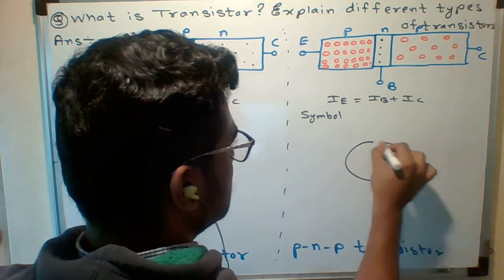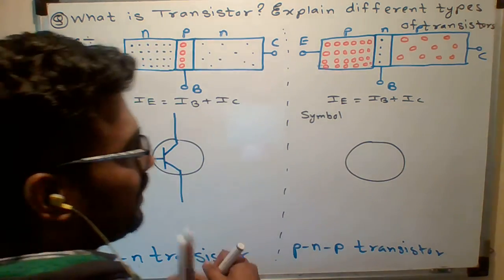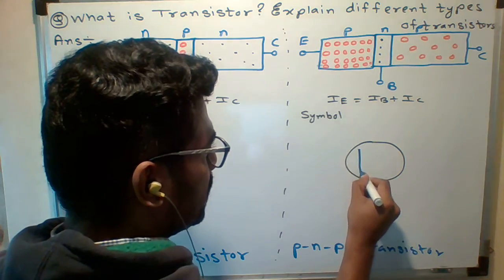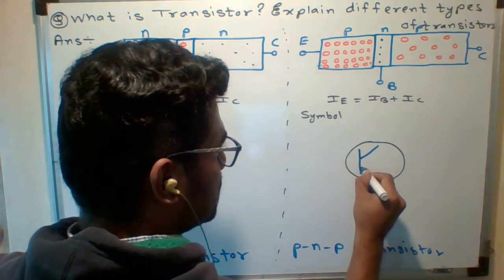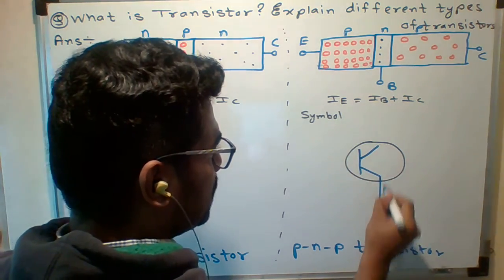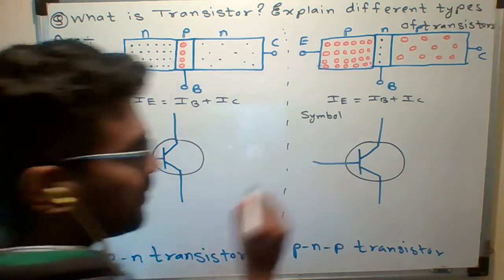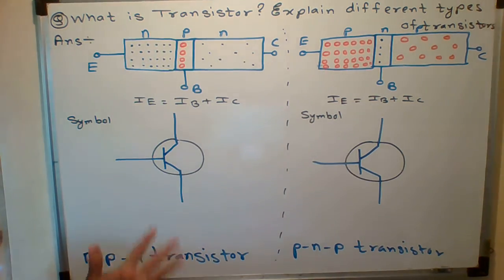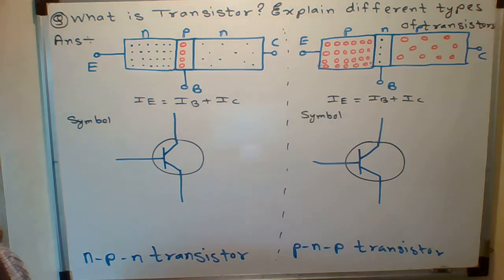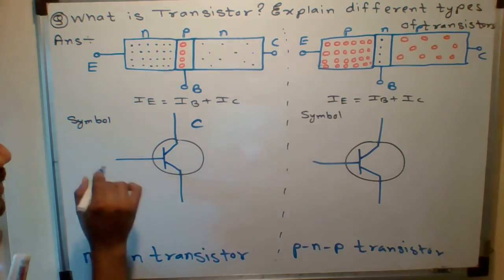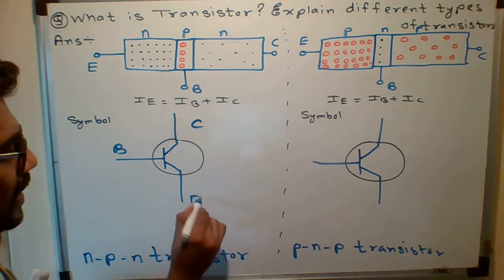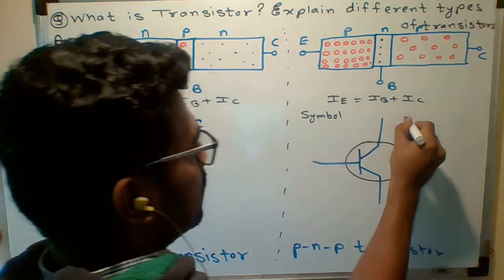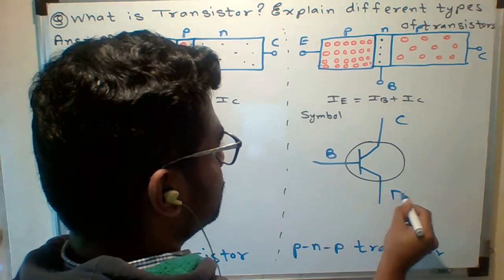Wait, students, one change is there, but let me just draw the basic diagram. Here also you have to draw the vertical line, then a slant line, another slant line, then take three wires: one, two, and three. The students are asking, sir, what is the difference between these two symbols? Both are looking the same. So I will show. First, let me give the names of the terminals. This is collector region, this is base region, this is emitter. Collector, base, emitter.